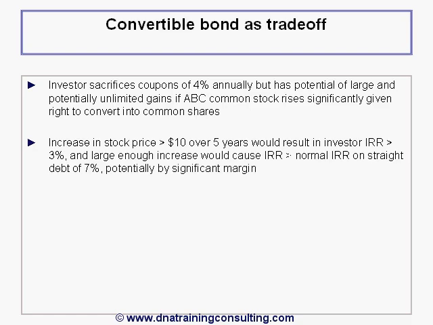An increase in the stock price by more than $10 over the next 5 years would result in an increase in the investor's IRR above the 3% coupon rate, and a large enough increase would cause this IRR to even exceed the normal return of 7% on straight debt, and potentially by a significant margin.